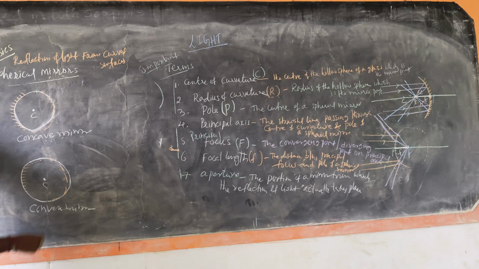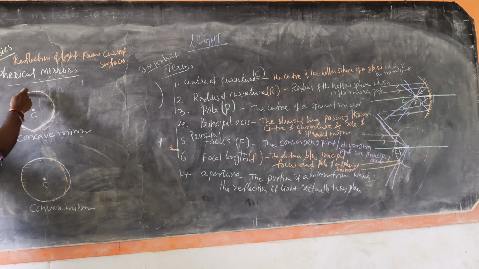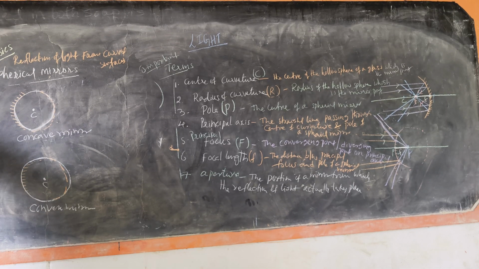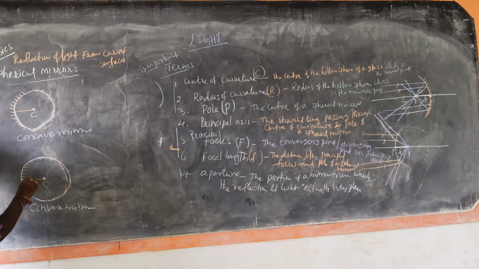It is part of the mirror. It is a sphere. The center of that sphere, of which this mirror is a part, is called the center of curvature. This is also a center of curvature. Radius of curvature: this is called the radius.